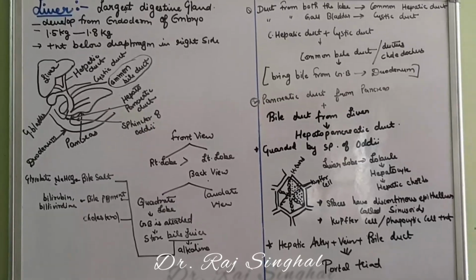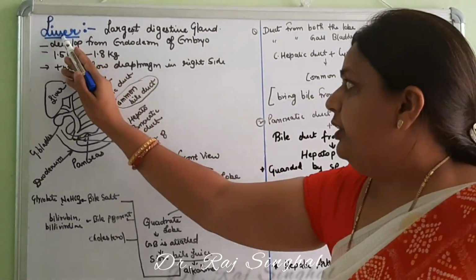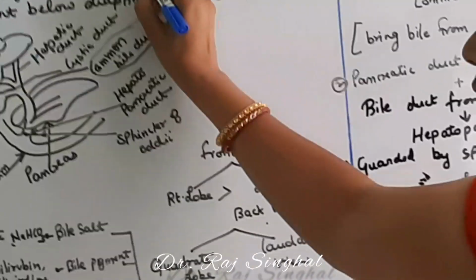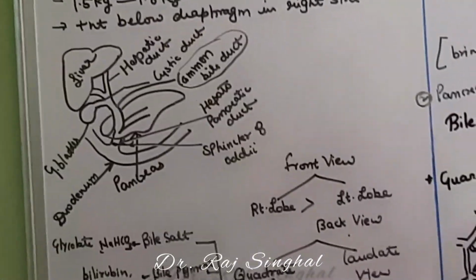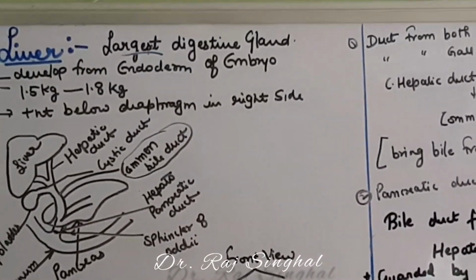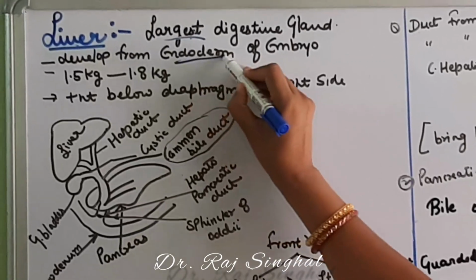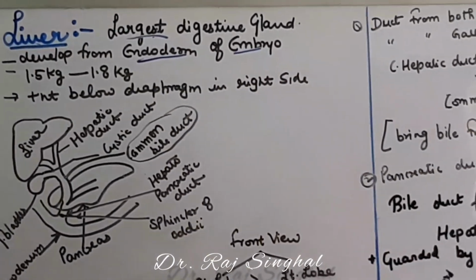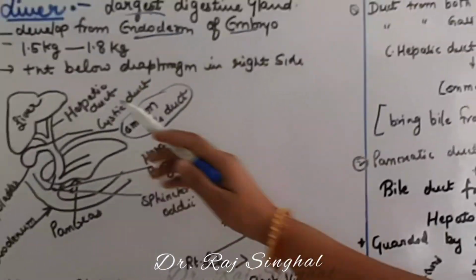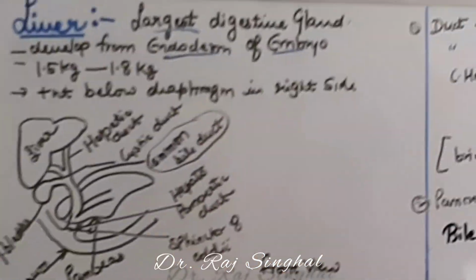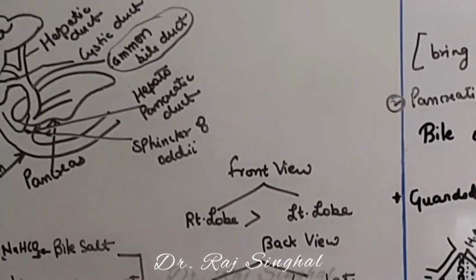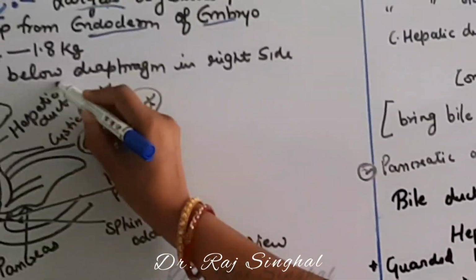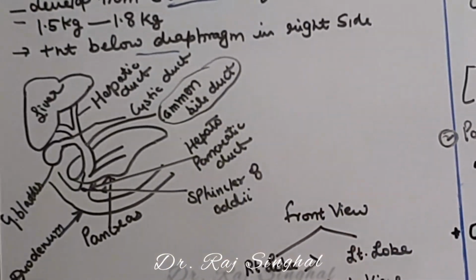Students, the next digestive gland is the liver. The liver is the largest digestive gland found in the alimentary canal of human beings. It develops from the endoderm layer of the embryo. Its weight is approximately 1.5 kg to 1.8 kg. It is located below the diaphragm on the right side.